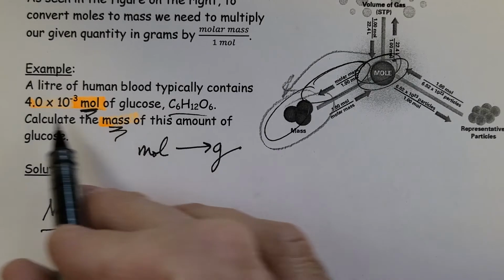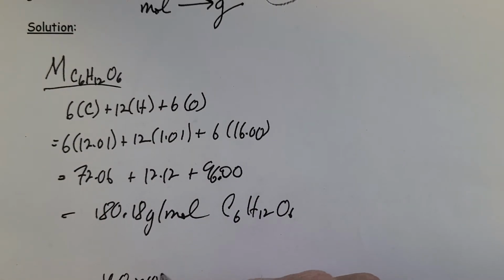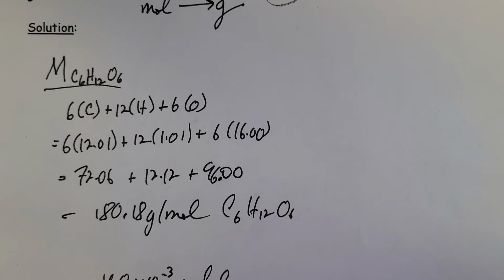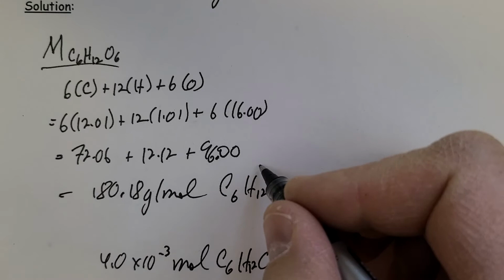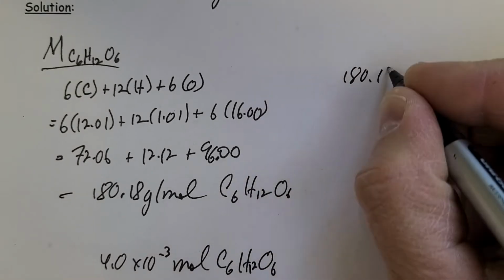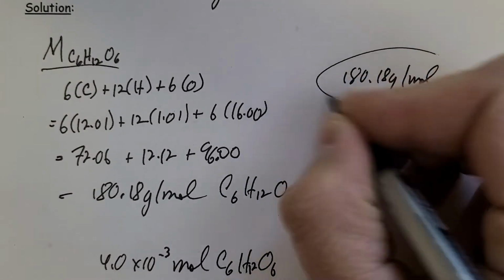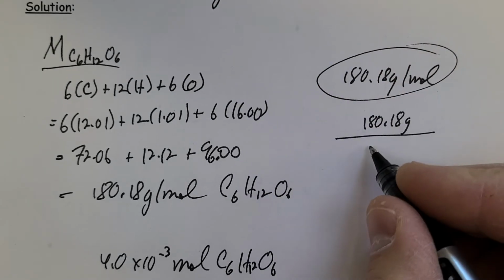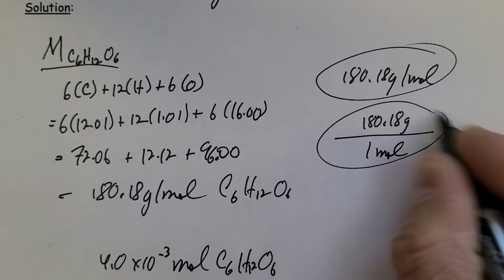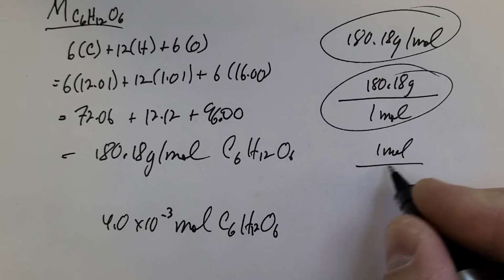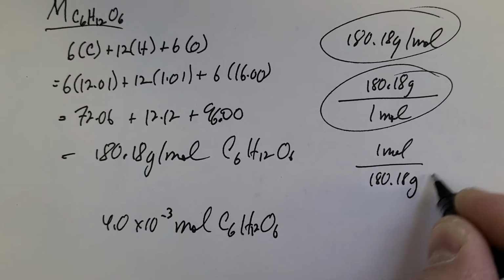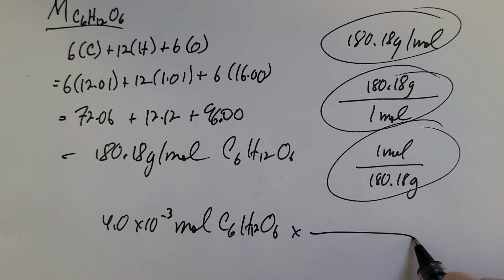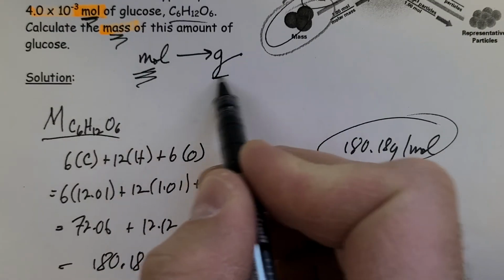All right, so starting with what I'm given, moles, 4.0 times 10 to the minus 3 moles of glucose. And again, the molar mass, there's 3 different ways we can represent that: 180 grams per mole, or we can represent that as a ratio in this format, 180.18 grams for every 1 mole, or 1 mole is 180.18 grams. And of course, the one that's going to be beneficial here, going from moles to grams.